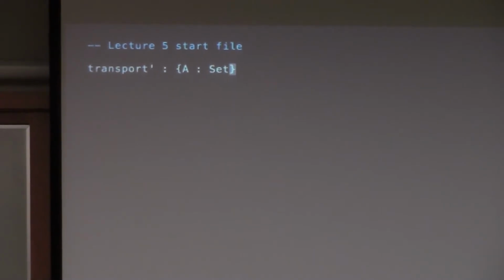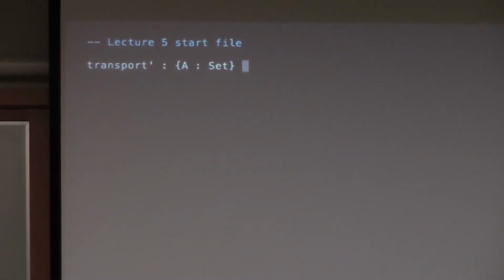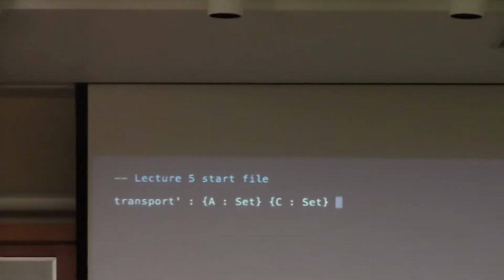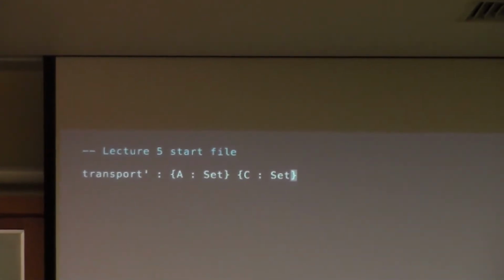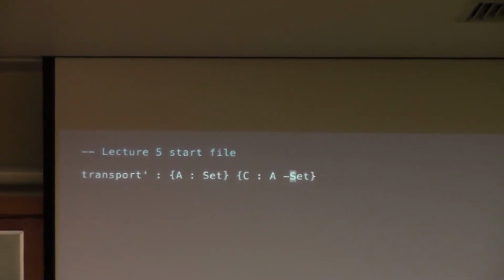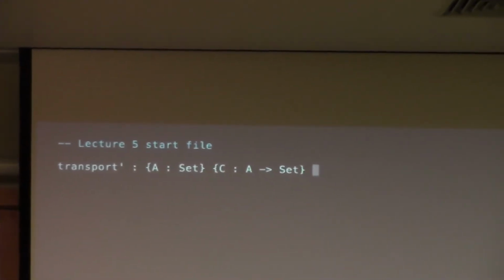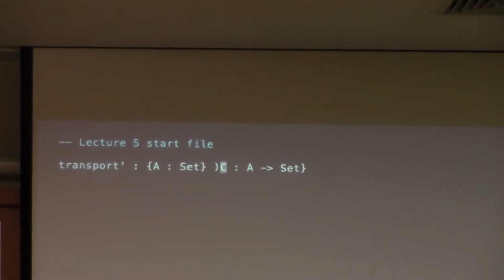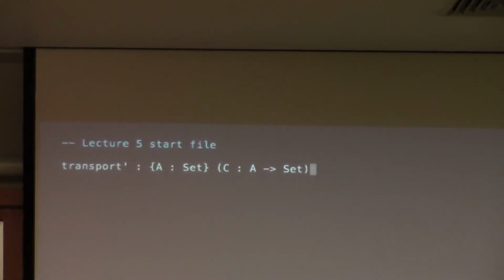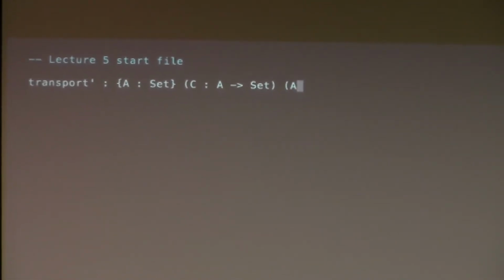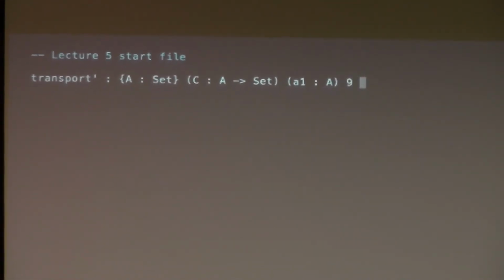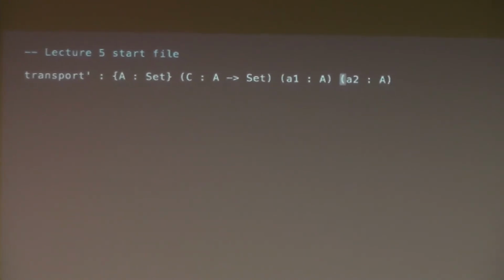Give me any two, what order do I want to do this in? Give me any other type, let's call it C, okay, where C is not a type outright, but it's a family of types indexed by A. So C will take A to set. And let's make C an explicit argument, just because when you call transport, you basically always need to provide C. Okay? And now let's take A1 and A2 in A, little a1 and little a2 of type A. And we can actually make those implicit.